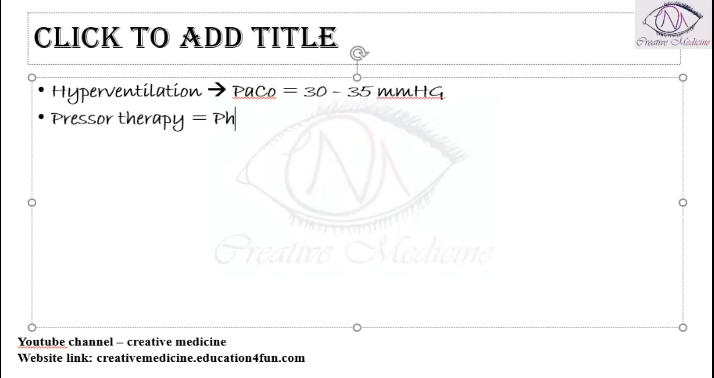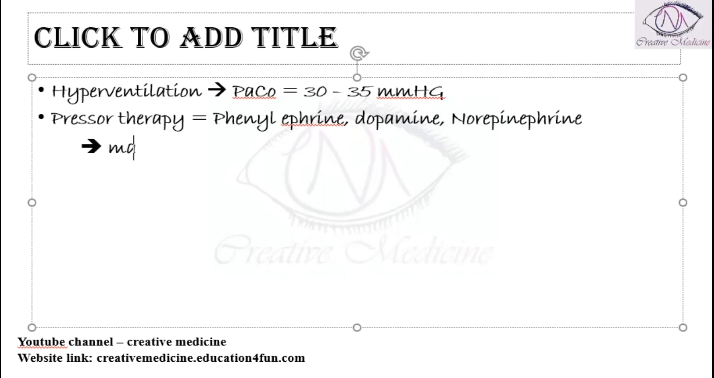In pressor therapy, we can give drugs like phenylephrine, dopamine, or norepinephrine. This pressor therapy will actually help us to maintain an adequate mean arterial pressure, so that the cerebral perfusion pressure stays more than 70 millimeters of Hg.